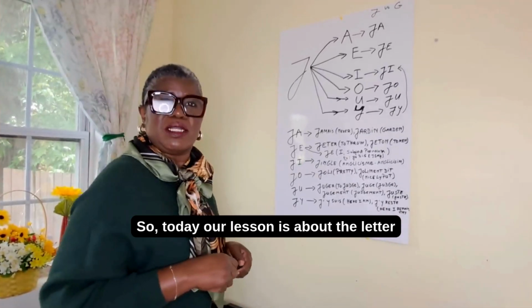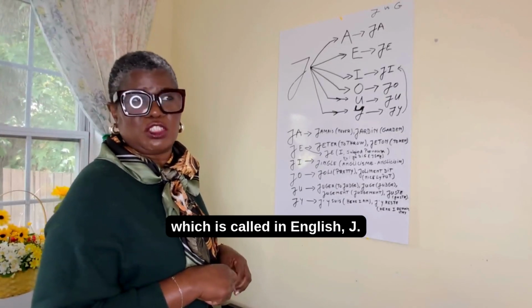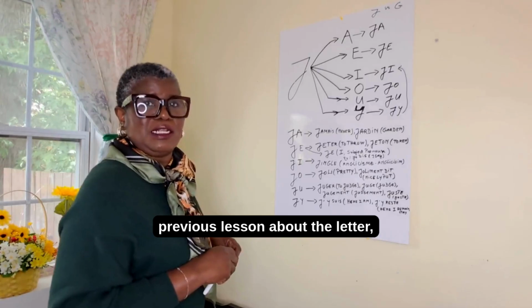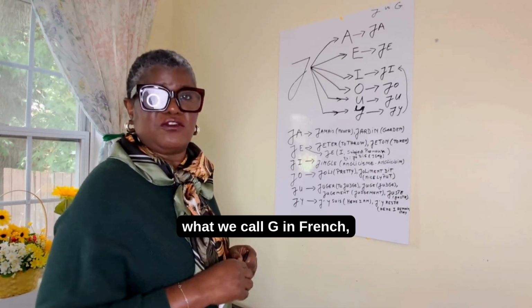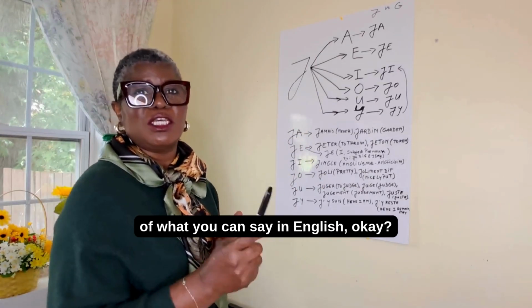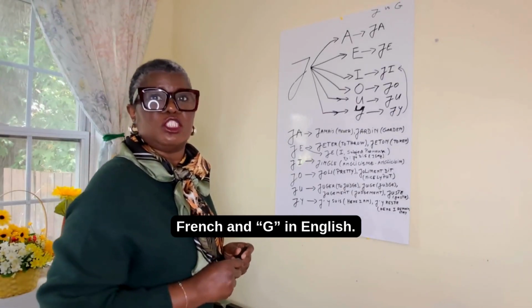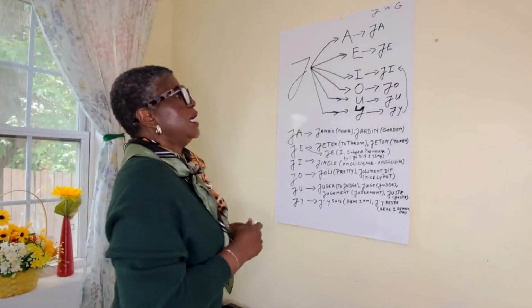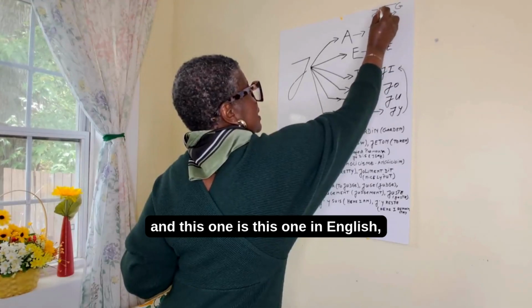Okay? So today our lesson is about the letter G, which is called G in English. And if you remember in my previous lesson about the letter, what you call G, what we call G in French, I told you that it is the reversal of what you say in English, okay? So this one is the letter G in French and G in English. That's why you see at the top here, I have put G versus G. So you know that this one is this in French and this one is this in English, okay?